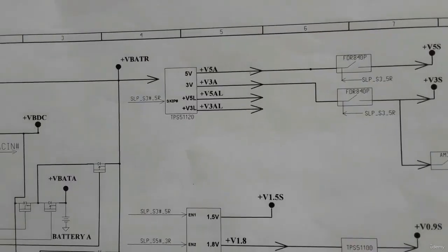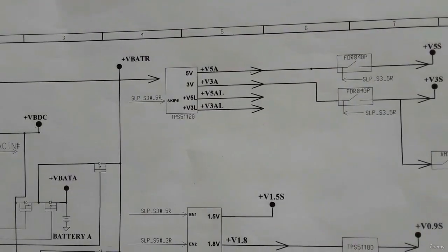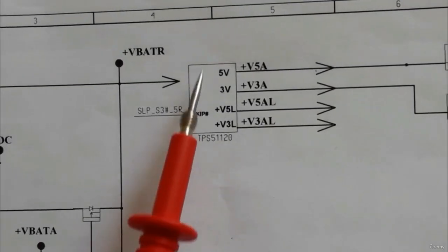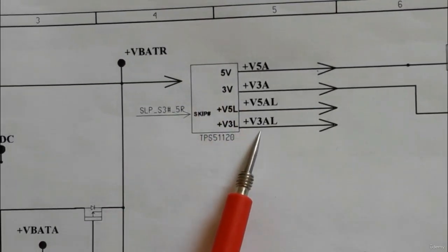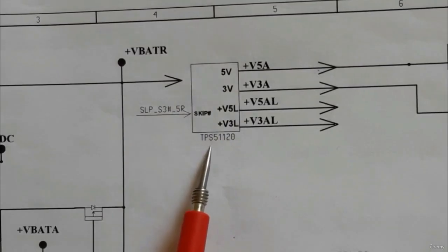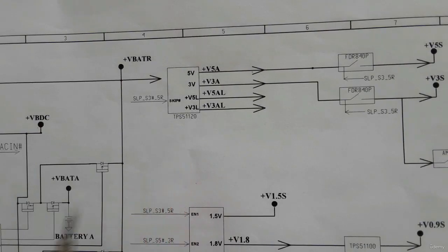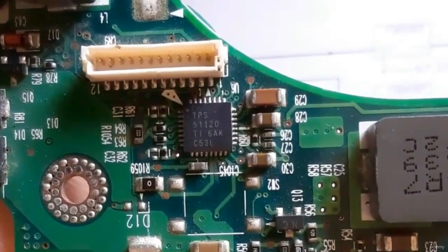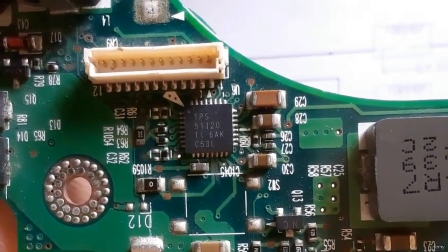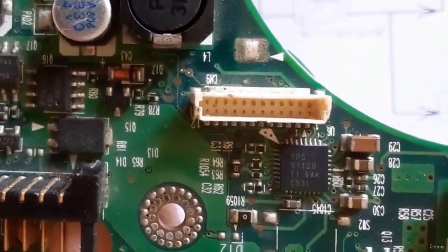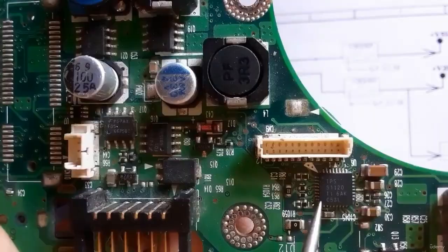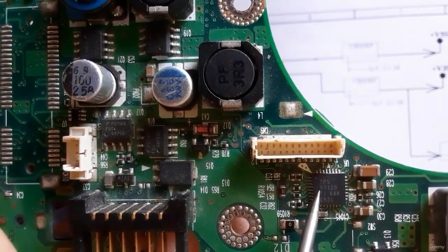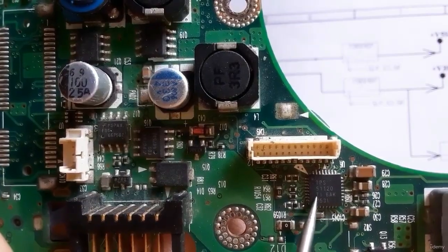We will see right now the next IC, the TPS51120, the IC that is responsible for generating 3 volt and 5 volt. So let's see it in the motherboard. As you can see here, we have TPS51120. This is the IC that is responsible for generating 3 volt always and 5 volt always.